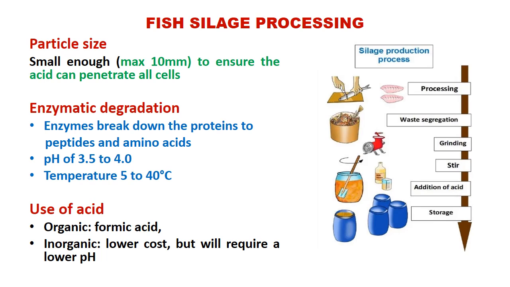Here the particle size should be small, maybe about 1 to 5 millimeter, to ensure that acid can penetrate all cells. And the degradation happens mainly by enzymatic degradation. So enzymes break down the proteins to peptides and amino acids, and because of the fermentation the pH will go down to 3.5 to 4 at a temperature of 5 to 4 degree Celsius. The kind of acid used could be an organic acid, like formic acid, or an inorganic acid, which is of lower cost but will require a lower pH. So this is all about the processing of fish silage in brief.